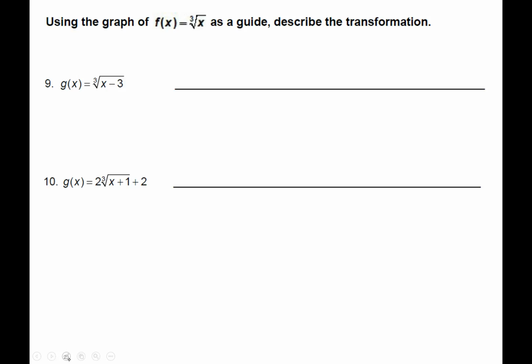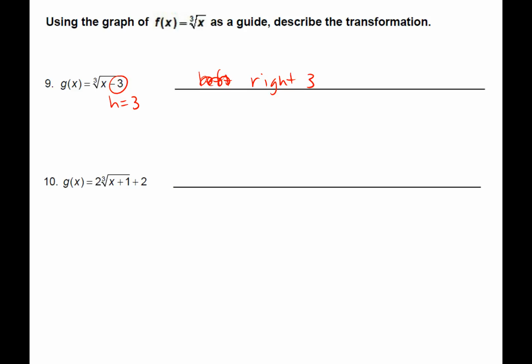All right, on to the next one. We go back to red here. Identifying the transformation. We only have one change to the graph, and it's right there. That's going to go left. I'm sorry, excuse me. This is an H value, which means it's doing the opposite of what it appears. We are going right 3. Sorry about that. It's getting late.